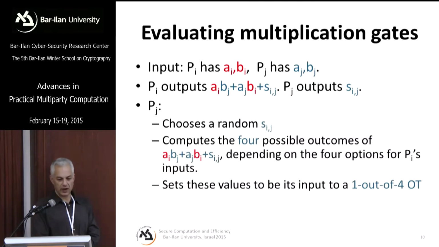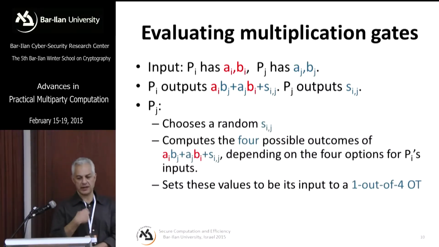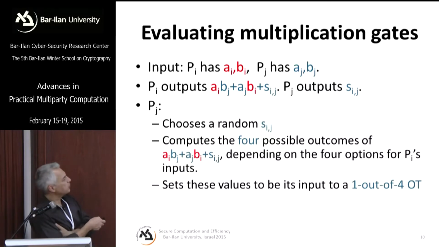We get basically two shares that sum up to Ai times Bj plus Aj times Bi. Okay, so how should the protocol work? It basically works using Oblivious transfer. So Pj's output should be a random S. So he chooses a random value Sij. It's modulo 2, so it's a random bit. And then he tells himself something like that. We should compute, Pi should receive this output.